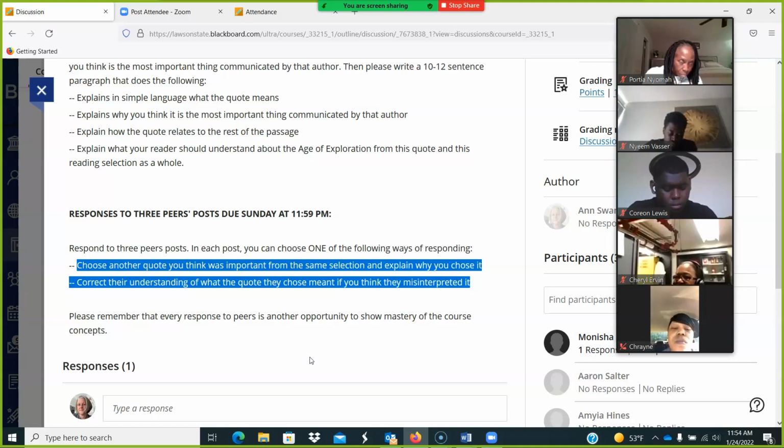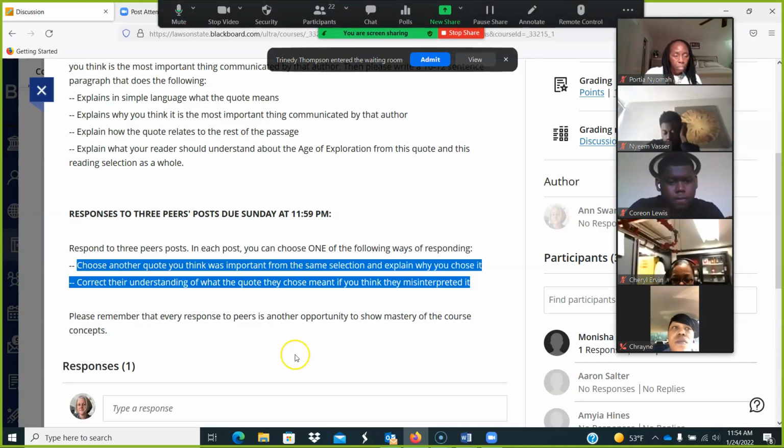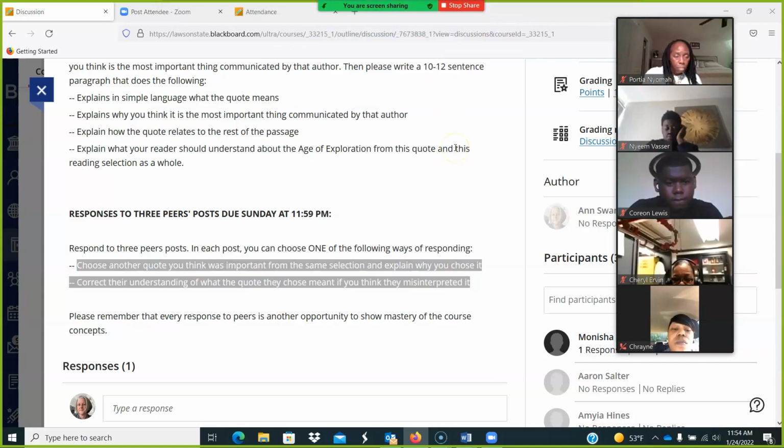If you feel like, let's say Naeem put something up and Corian realizes that there was a word in there that Naeem misunderstood or misinterpreted, then Corian can say, hey, this word means this. And because it means this, I think the overall quote is a little different than what you said. I think it actually means this. Right? So that's one possibility. The other possibility is to choose a different quote from the same selection and explain what it means and why you chose that one instead. So you're either adding to it or helping them out. Does that make sense? How many times do you have to do that?